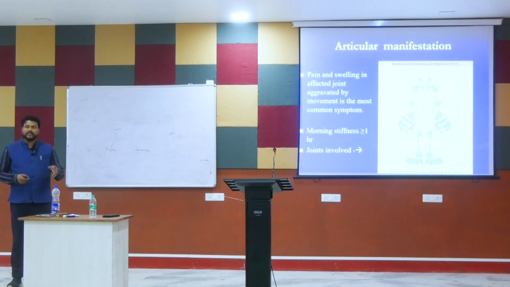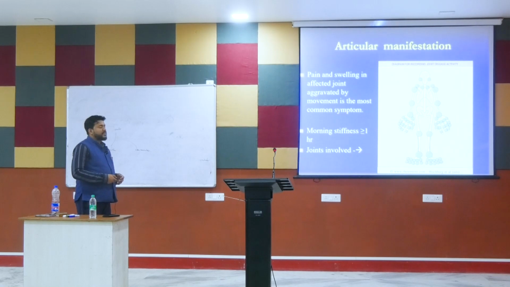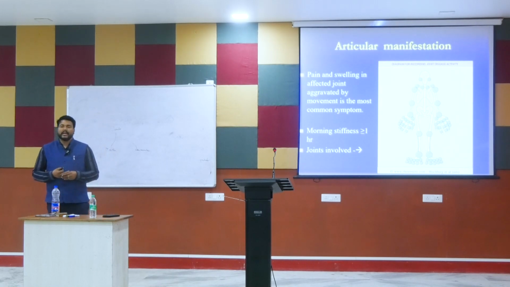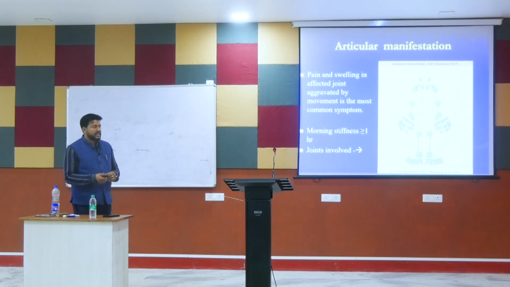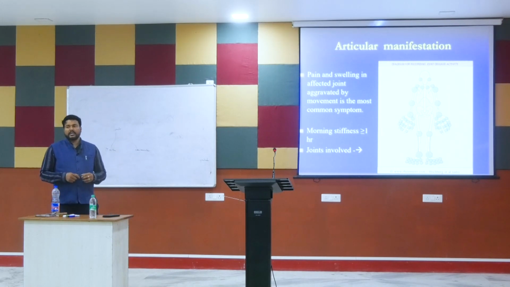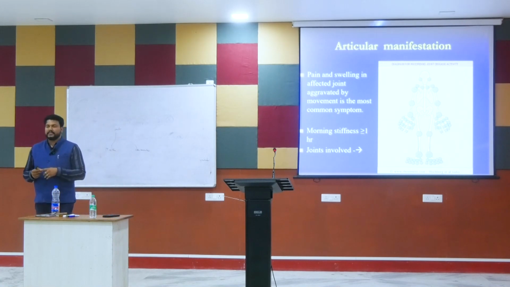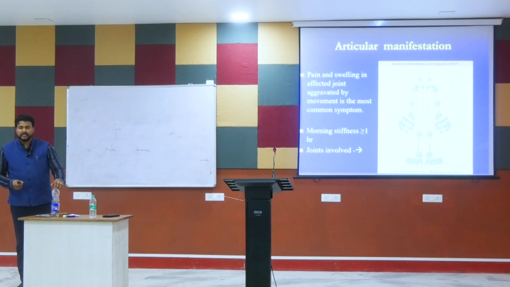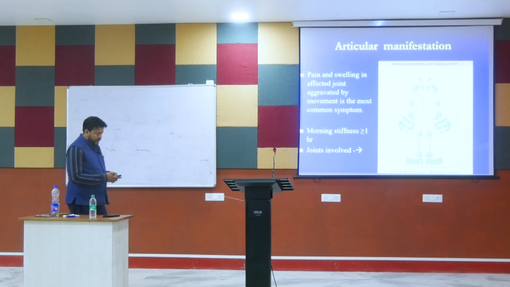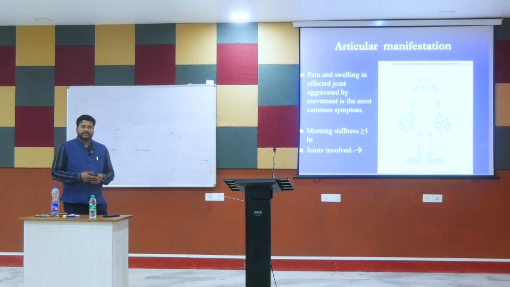Characteristically, in rheumatoid arthritis, the DIP joints are spared. DIP joints, distal interphalangeal joints, are usually not involved in rheumatoid arthritis. So it is a very important distinguishing feature from osteoarthritis. Have you heard the name osteoarthritis? Osteoarthritis can involve the distal interphalangeal joint.